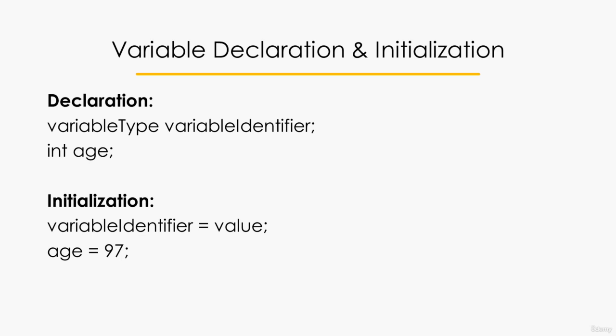Then we also have the initialization. We can use that variable identifier and assign it a value by using the equals operator, that equals sign. And again, we want to end that off with a semicolon. That is a statement. And right below there, we have an example. So age, we already declared that right at the top. We set that equal to 97. End that off with a semicolon.